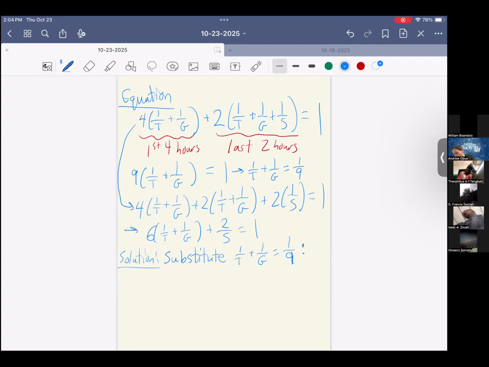What happens when I make that substitution? I'm going to substitute in here. I have 1 over t plus 1 over g here. So what we get is 6 times 1/9 plus 2 over s equals 1. Well, 6 times 1/9 is 6/9 plus 2 over s equals 1. If I subtract 6/9 from both sides, I get 2 over s equals 1 minus 6/9 is 3/9, otherwise known as 1/3. And now I can cross multiply, and I get that s is equal to 6.